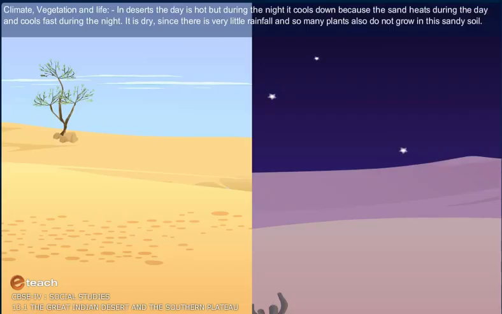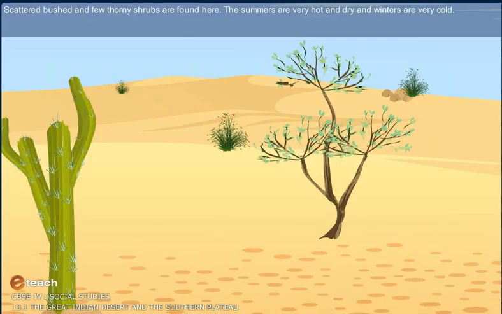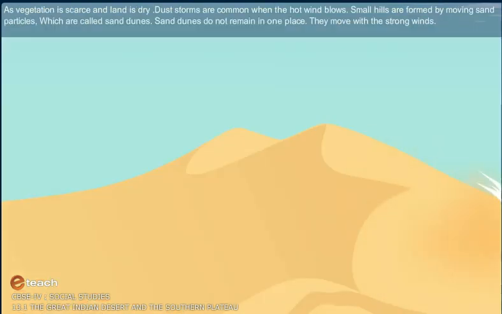Climate, vegetation and life. In deserts, the day is hot, but during the night, it cools down because the sun heats during the day and cools fast during the night. It is dry since there is very little rainfall and so many plants also do not grow in this sandy soil. Scattered bushes and few thorny shrubs are found here. The summers are very hot and dry and winters are very cold.